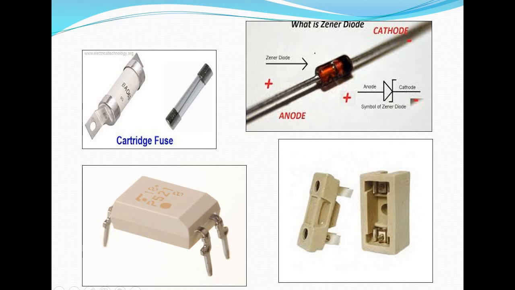So you can see here the various protection devices that we have seen. This is the type of fuse, the cartridge fuse. This is the Zener diode, anode and cathode. This is the symbol, and this is the fuse we have seen. So friends, this was about various protection devices which are used in electronic circuits to protect the circuit from excessive current or excessive voltage.